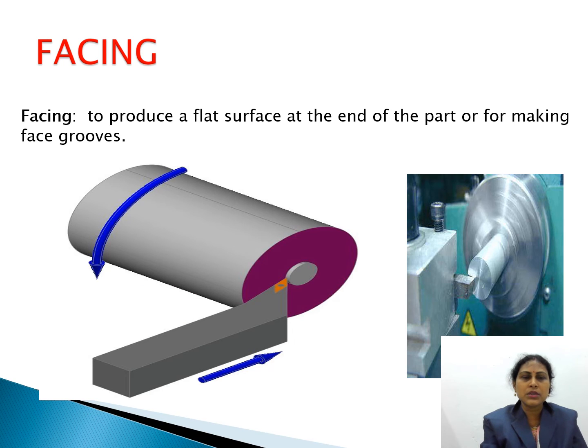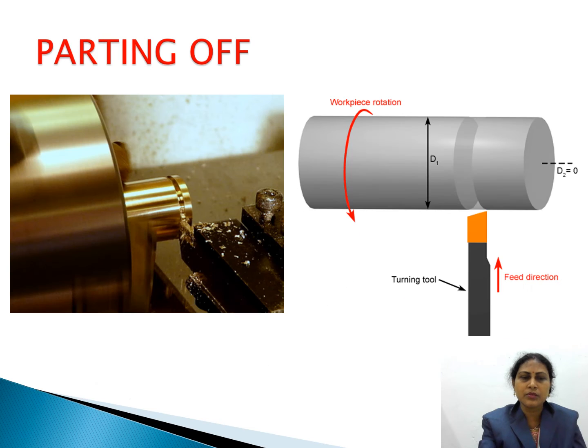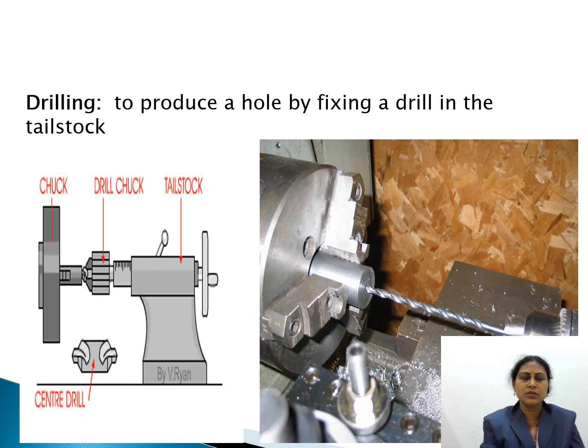Then these are the figures of facing. Facing produces a flat surface at the end of the part, or for making face grooves. Then this is called parting. In parting, the workpiece is rotated along with the turning tool.